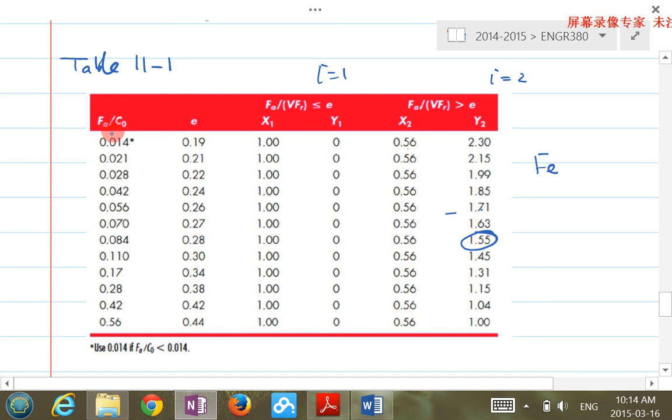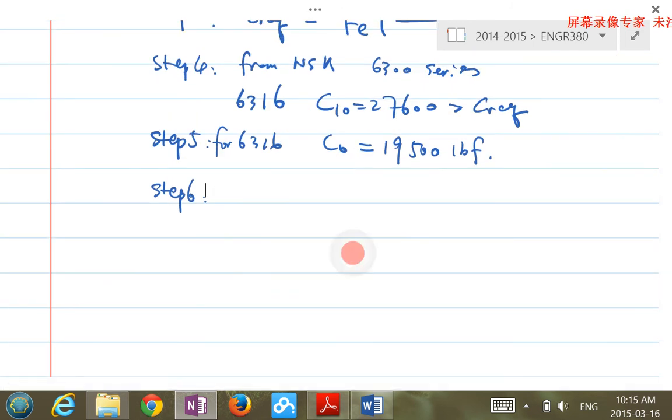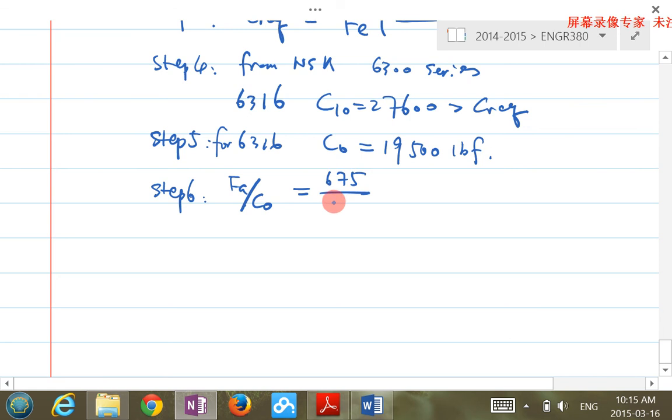And the E value depends on FA over C naught. So once I have C naught, I can calculate the ratio of FA over C naught, and this gives us 0.0346. So step 7, find the E value.